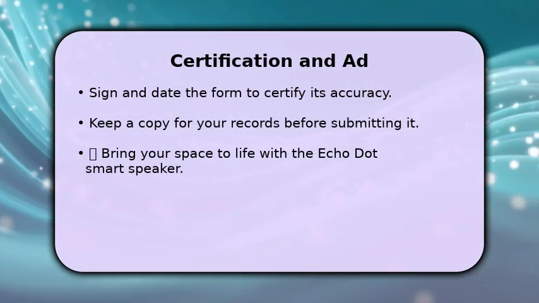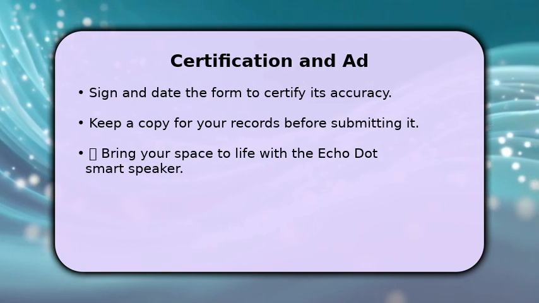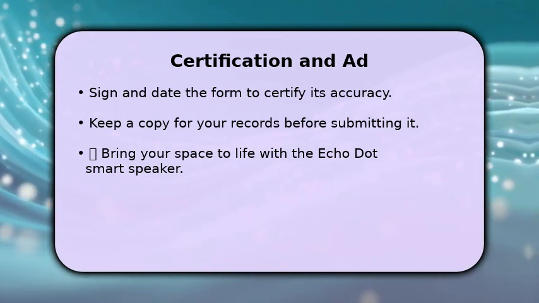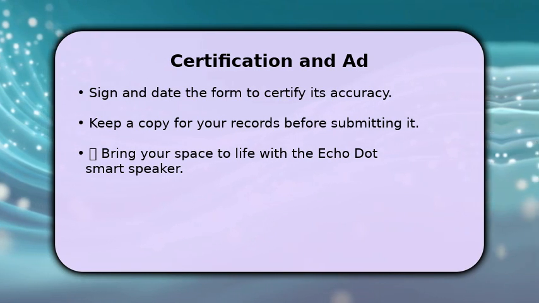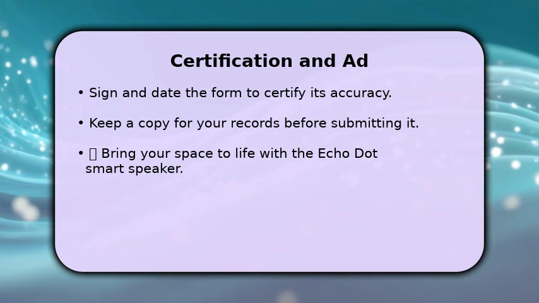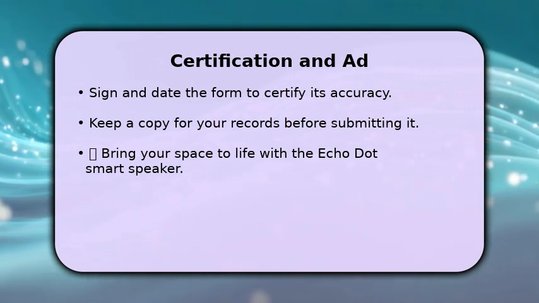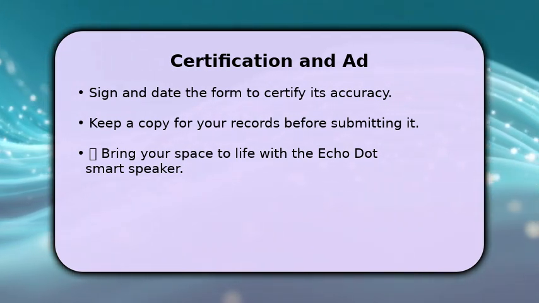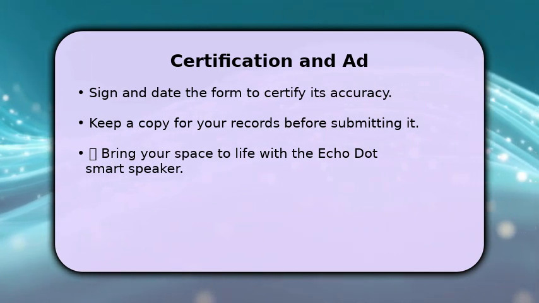Finally, review all sections carefully for accuracy before signing and dating the form. Your signature certifies that the information provided is true and correct under penalties of perjury. Always make a copy for your personal records before submitting the original to the payer. This ensures you have proof of submission.